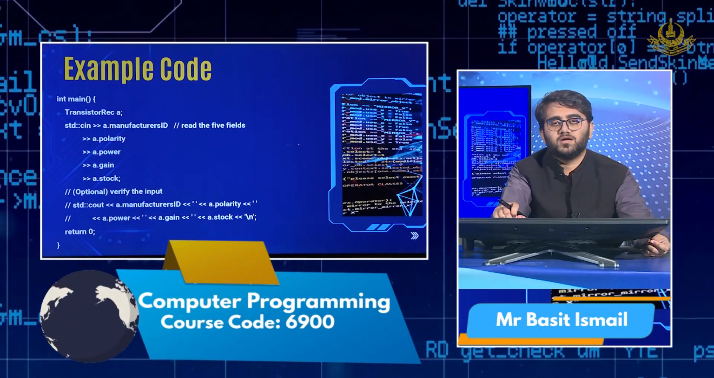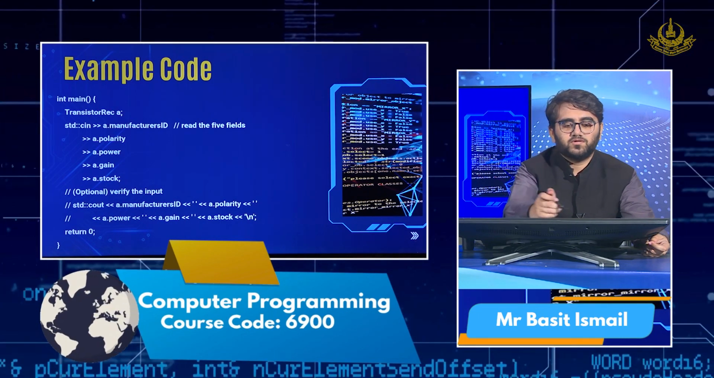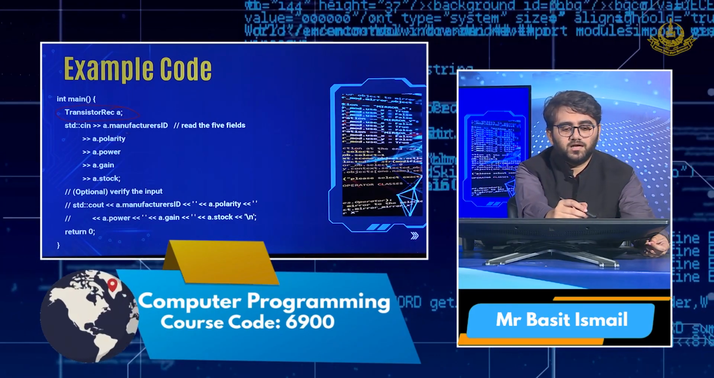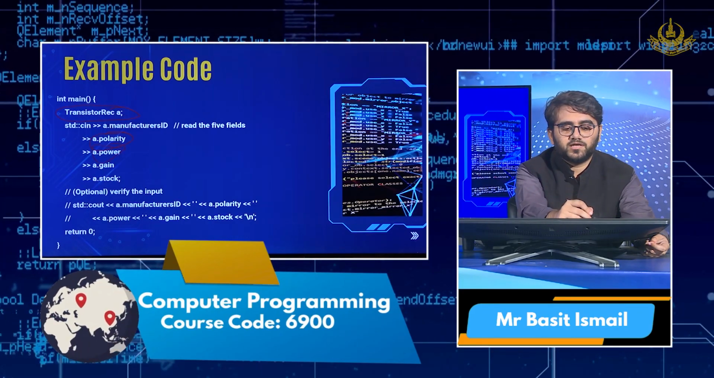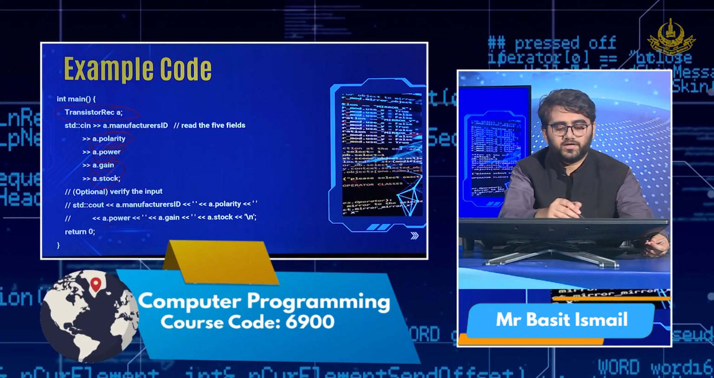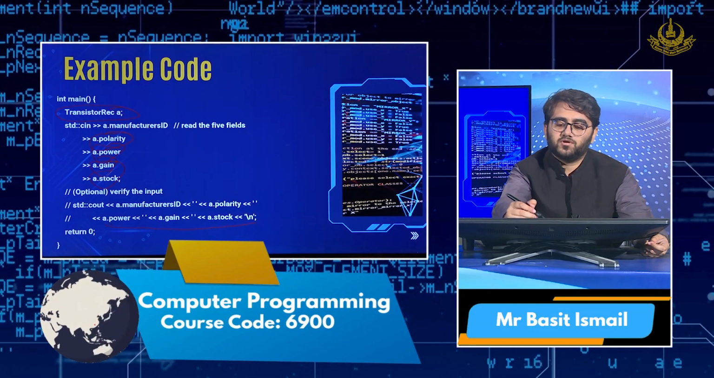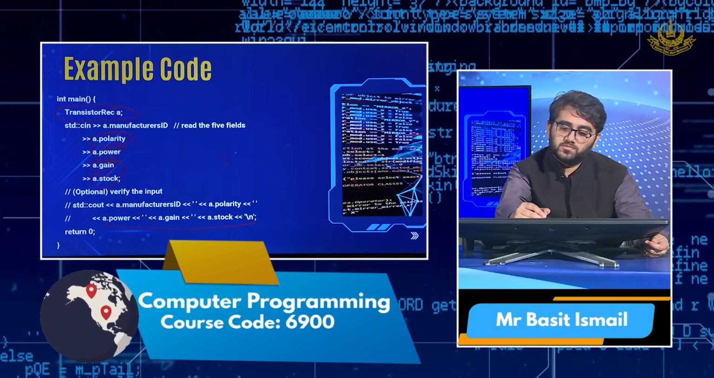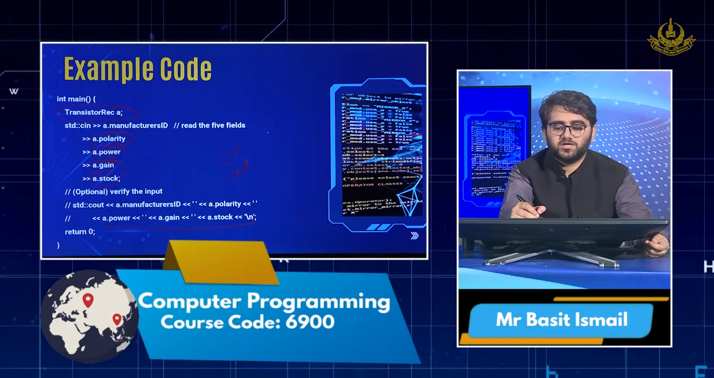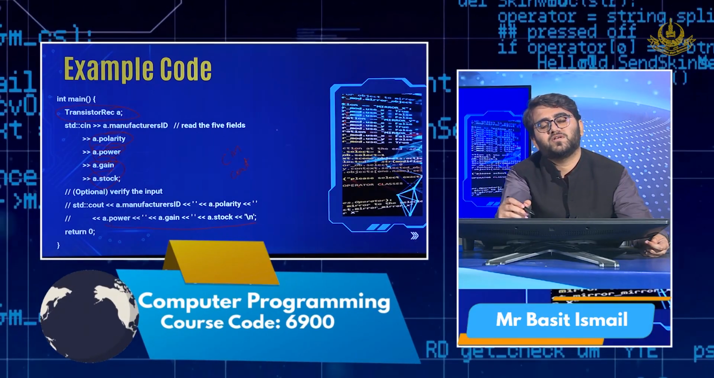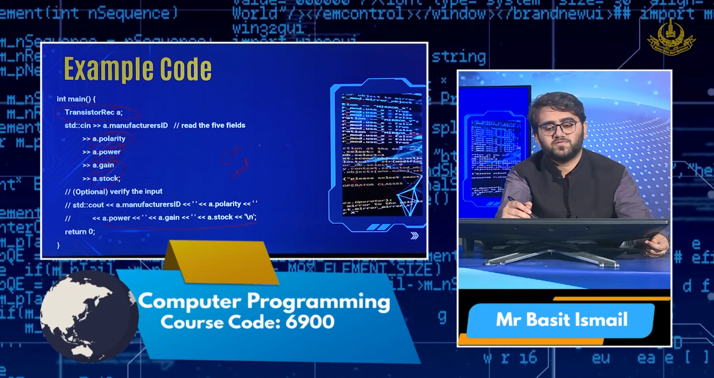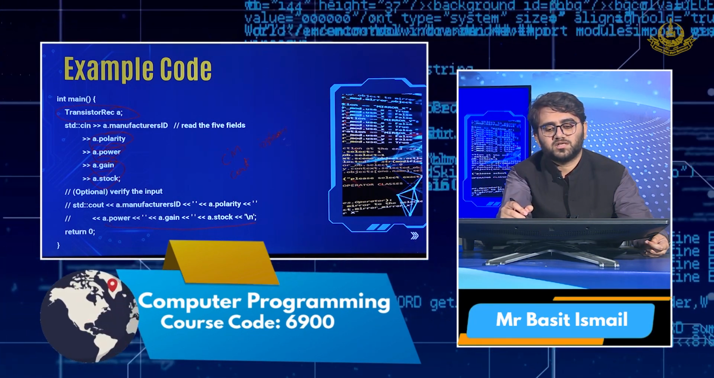If we are to print or get the values of the structure, we would just create a variable of that particular structure, transistor A, and then we would access it by using A dot polarity, A dot power, A dot gain, A dot stock. You can also verify the input by printing it. All of these variables would work just the way normal variables work with cin and cout. There is no difference between the working of a structure variable and normal primitive variables as far as the input and output stream functions are concerned.